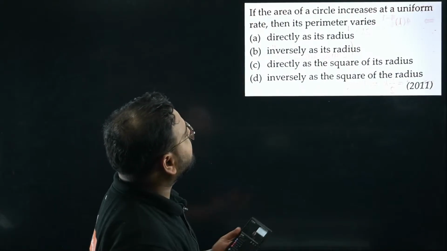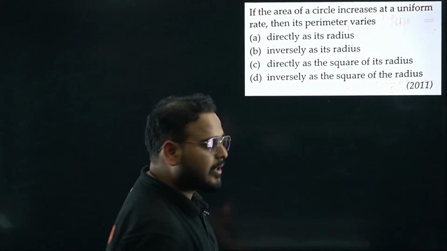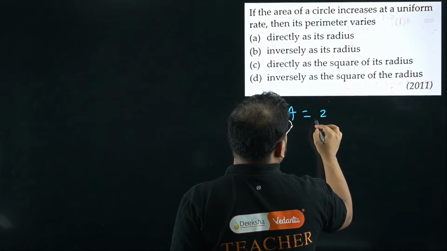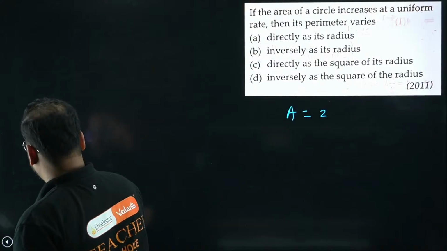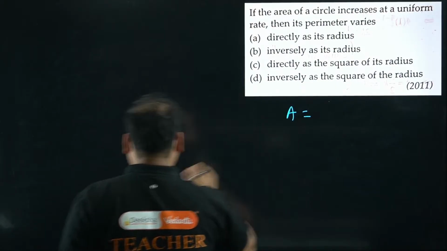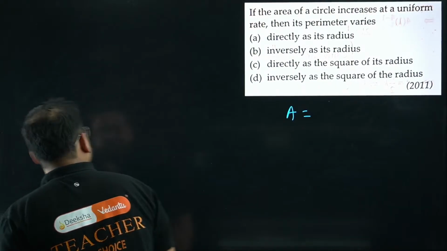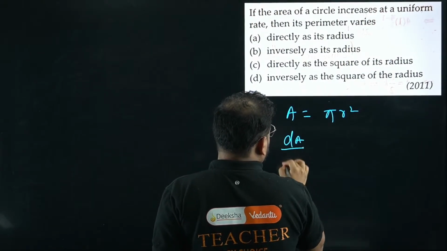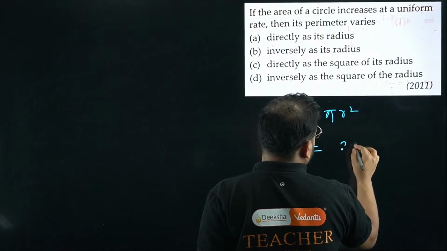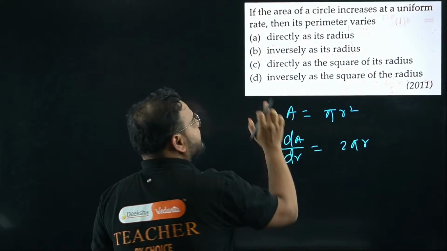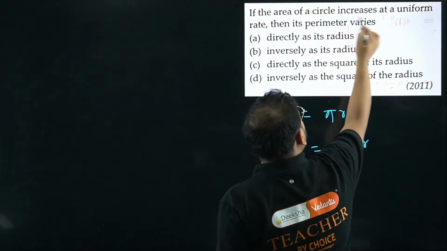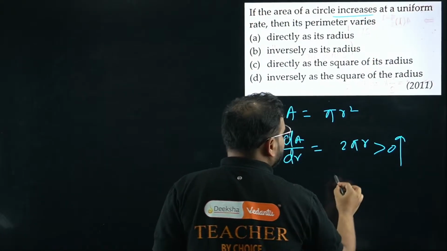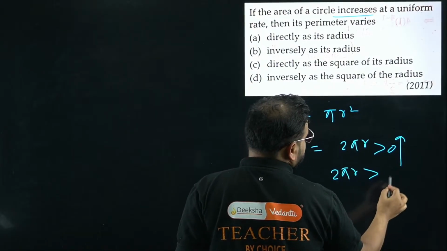If the area of circle increases at a uniform rate, okay, increases, right? It means area is, what is it? Area is pi r square. So we'll have dA by dr as, please check, 2 pi r. They are saying that it's increasing in nature. It means it's already given as positive. It means they are saying that 2 pi r is already given as positive.